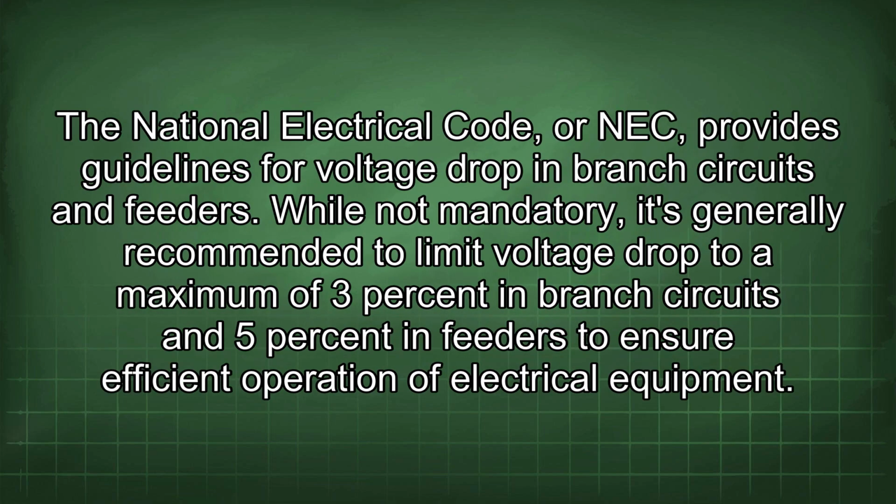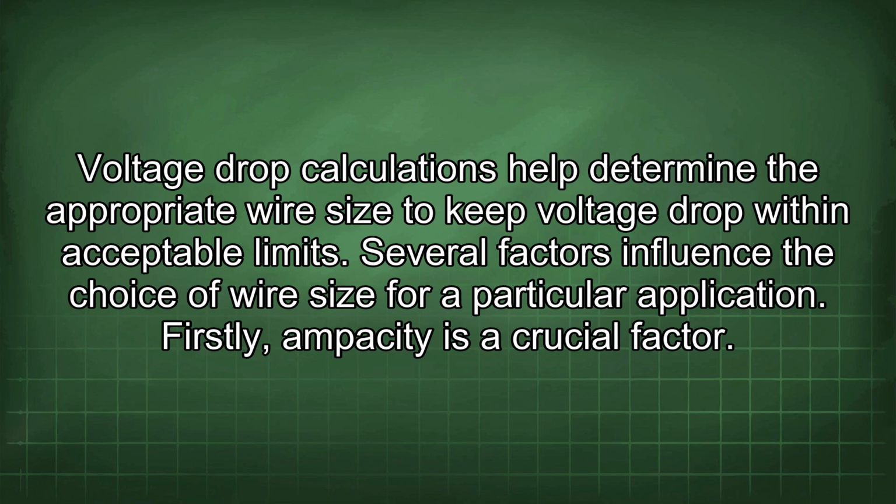The National Electrical Code, or NEC, provides guidelines for voltage drop in branch circuits and feeders. While not mandatory, it's generally recommended to limit voltage drop to a maximum of 3% in branch circuits and 5% in feeders to ensure efficient operation of electrical equipment. Voltage drop calculations help determine the appropriate wire size to keep voltage drop within acceptable limits.